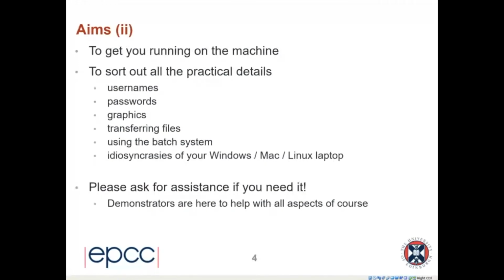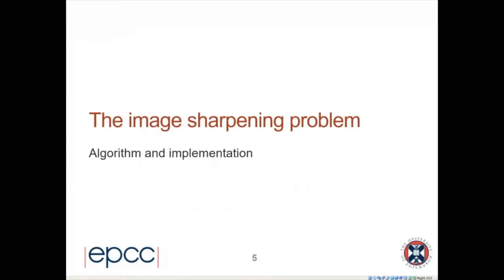So the aim is to get you running on the machine. In a normal course, we do this quite early on to sort out all the practical details of usernames and passwords. You've done all that, so this isn't relevant here. We've already done the logging in stage. So here's the image sharpening problem. I'm going to tell you what the algorithm is and the implementation at a conceptual level, really.